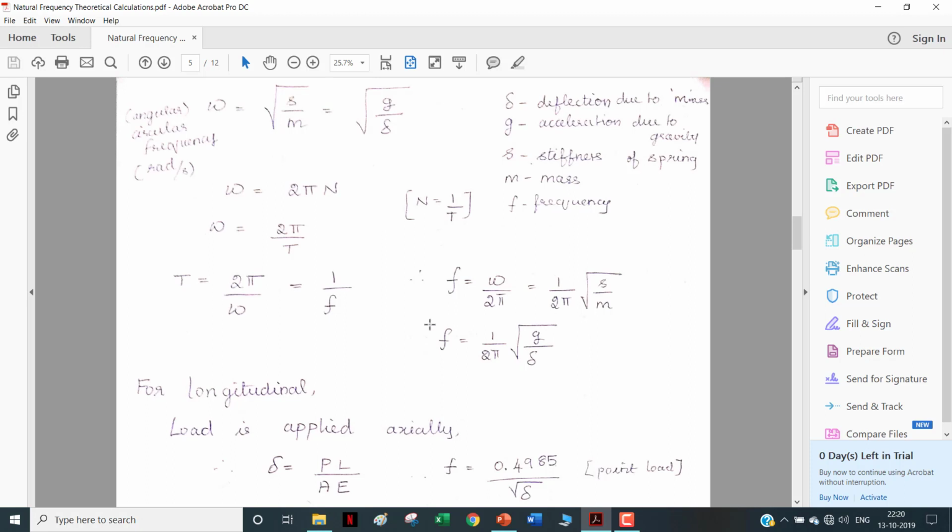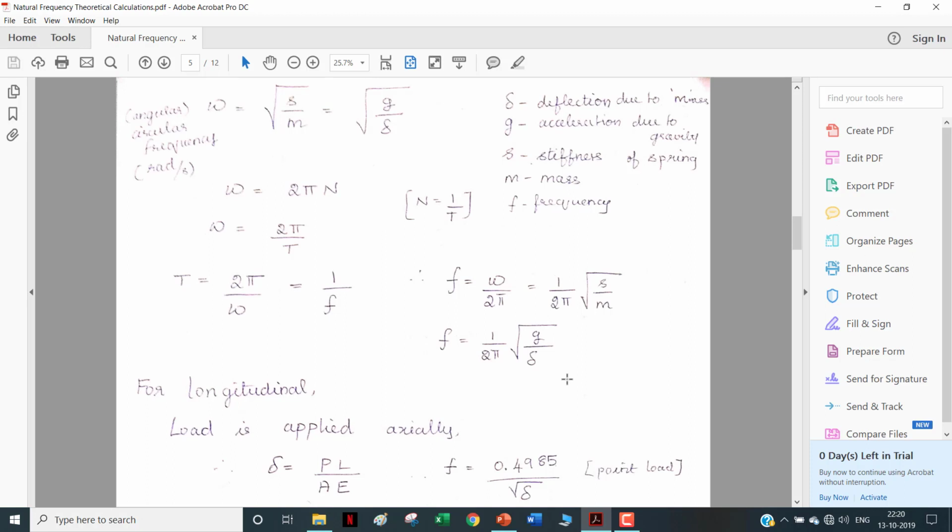So this is the ultimate formula. This 1 by 2 pi into root of g by del is the ultimate formula for finding the natural frequency of any given object. Now what is the natural frequency? When you drop any object, or give an initiating force to any object, each object vibrates at its own frequency, which is a constant value, called the natural frequency of the object.